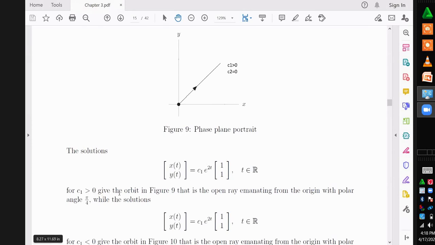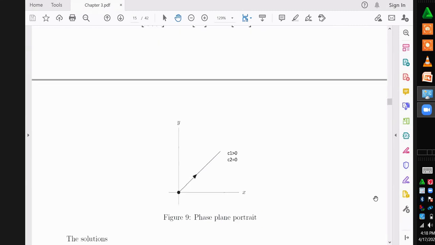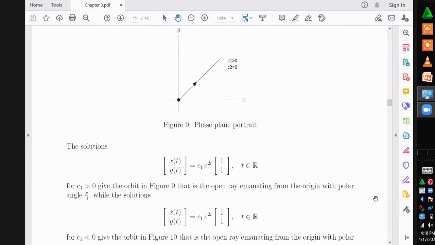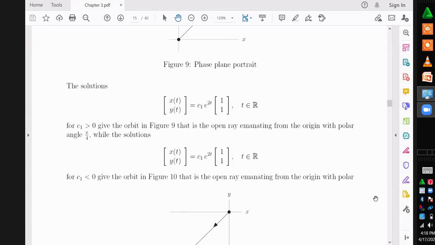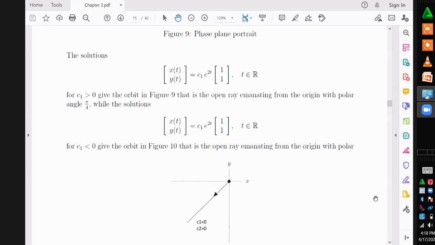Also for C1 greater than 0 and C2 is equal to 0. Also for C1 less than 0 and C2 equal to 0, you can see x is C1 exponential 2t, y is C1 exponential 2t, and these both are equal. And as t increases, x decreases and y decreases. So you can see this is the direction of motion of this solution.